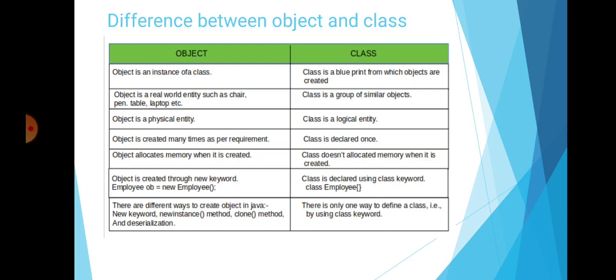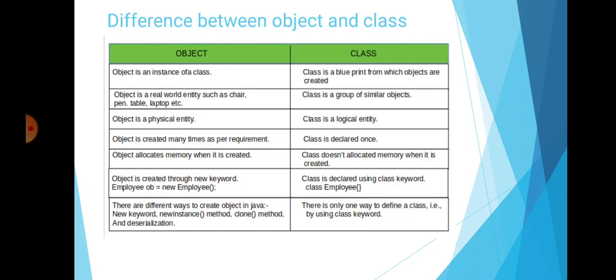Objects allocate memory when they are created. A class does not allocate memory when it is created. An object is created through the new keyword: Employee ob = new Employee. This is an example of an object. Then a class is declared using the class keyword.